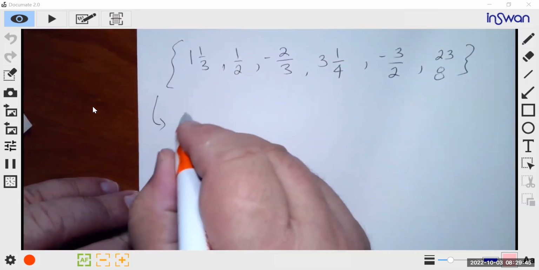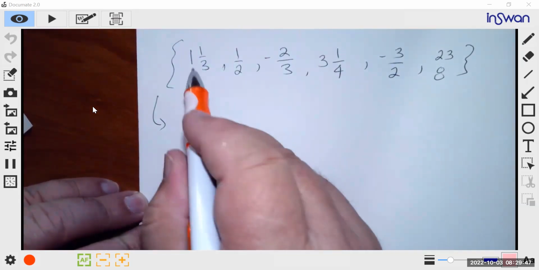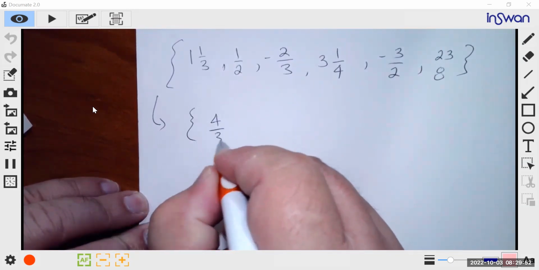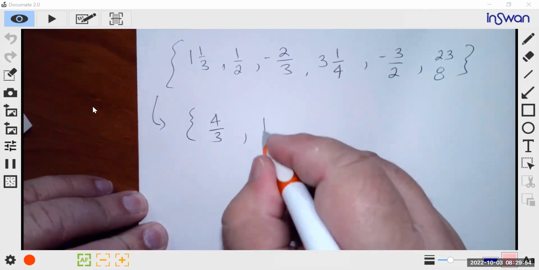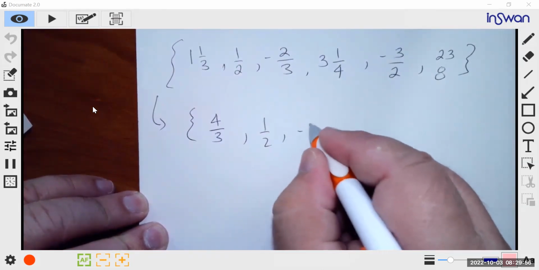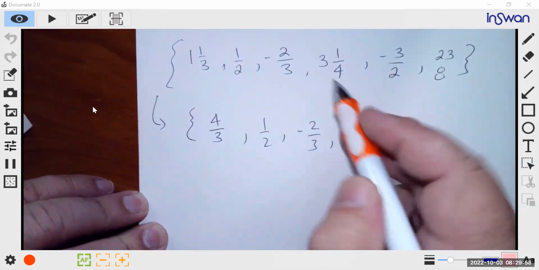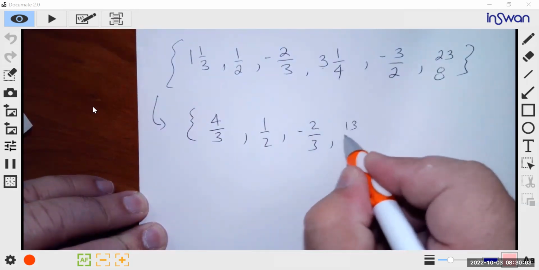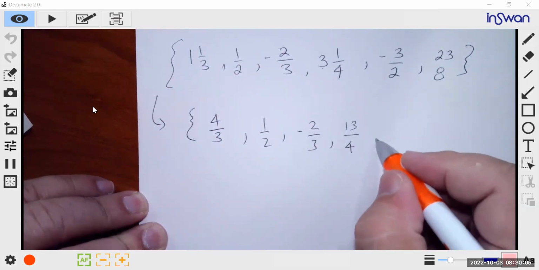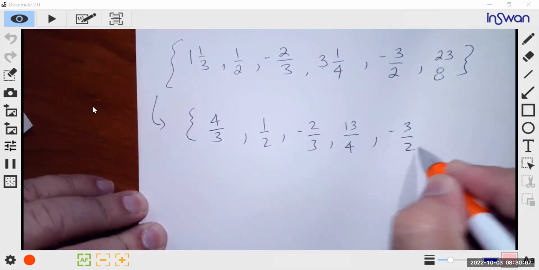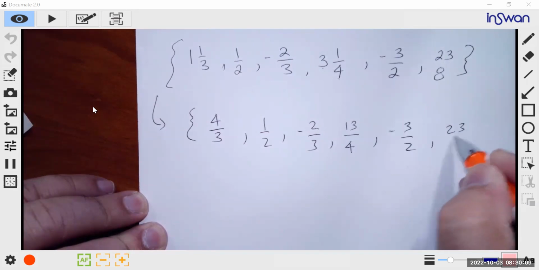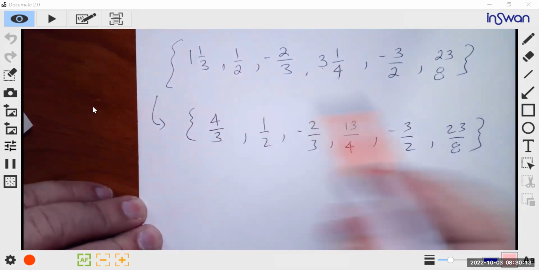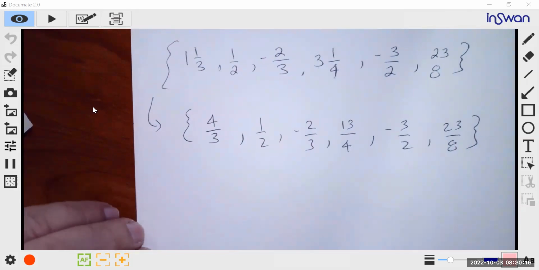I want to first convert them all into fractions. 3 times 1 is 3, plus 1 is 4, so it's 4/3. This is already a fraction. This is a fraction. 3 times 4 is 12, plus 1 is 13. Okay, so I just changed each of these so that I have one denominator.